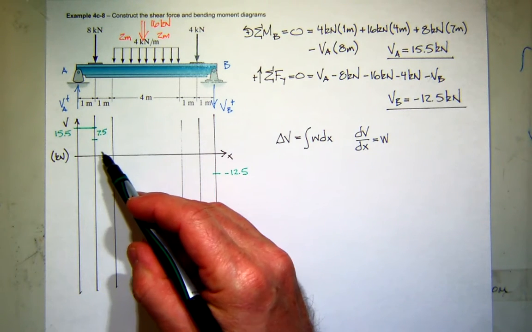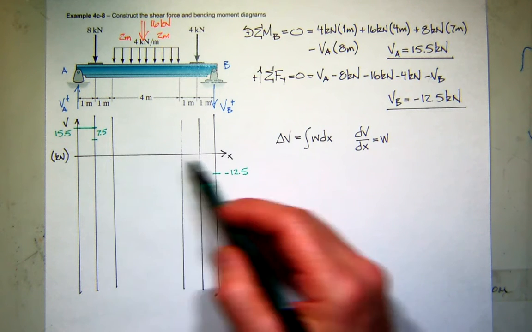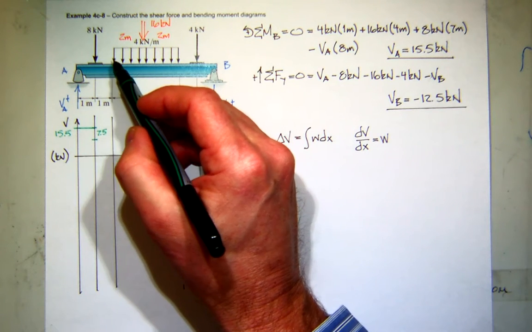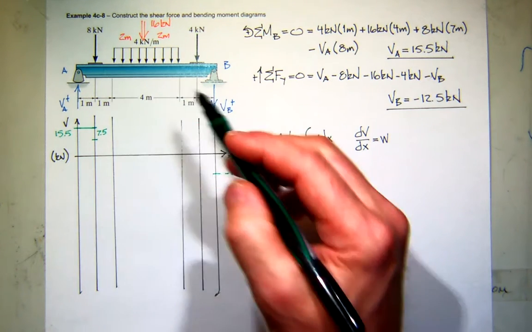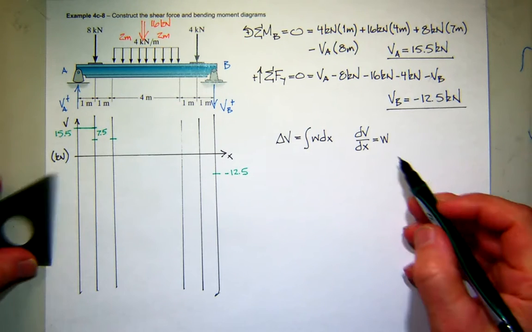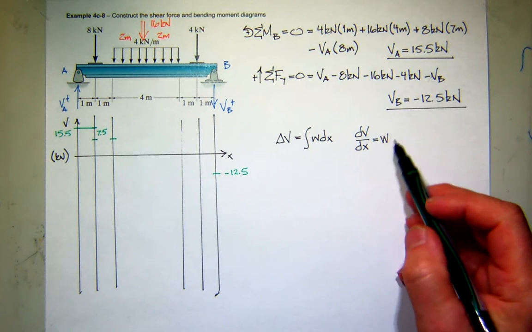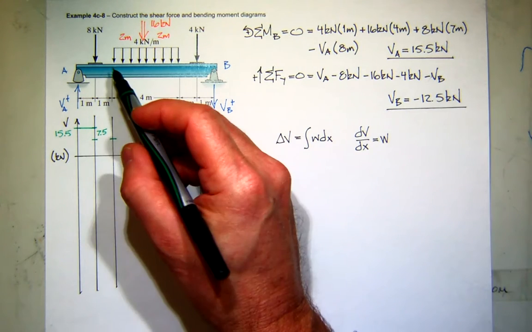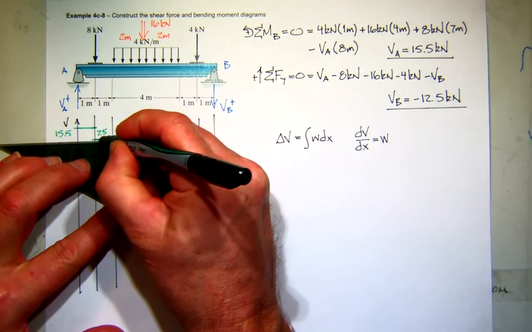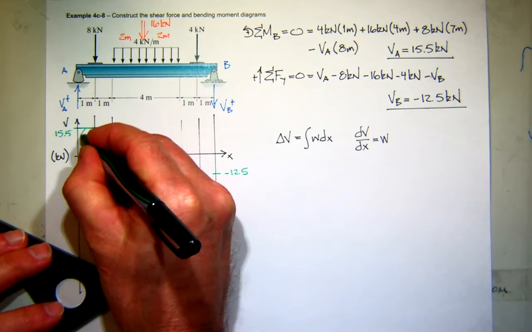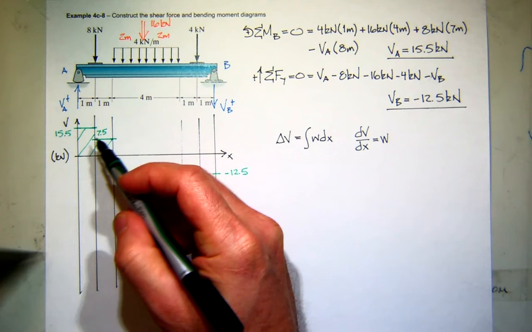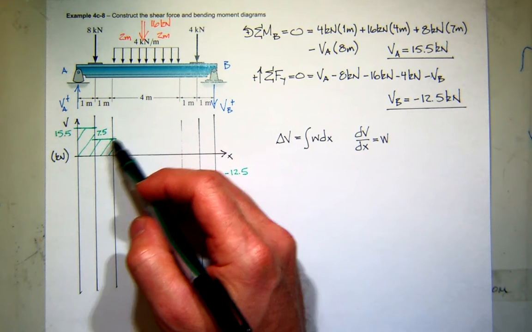The change in shear over the next meter is given by the area of the load curve. What's the area of the load curve from 1 to 2 meters? 0. So no change. It stays 7.5. And the slope of that curve is given by the load, and the load again is 0. 0 slope, horizontal line. So over the first 2 meters we have kind of a little stair step, from positive 15.5 dropping down to 7.5.